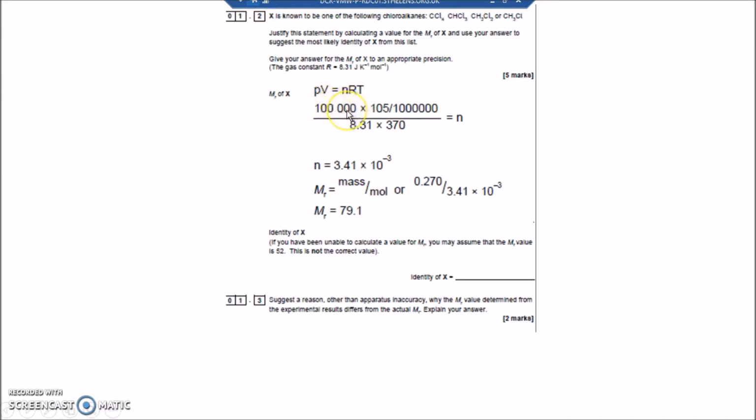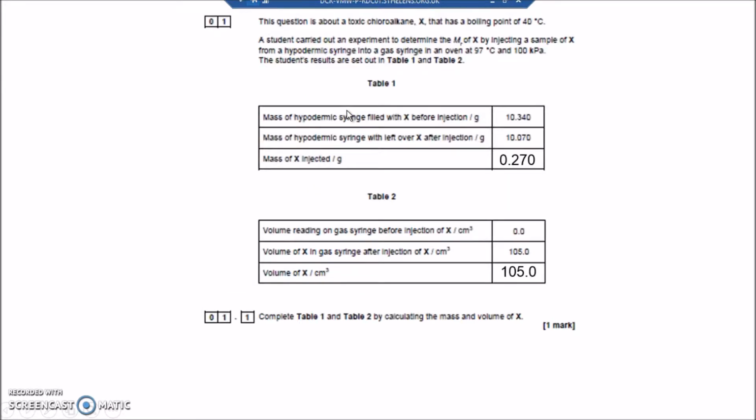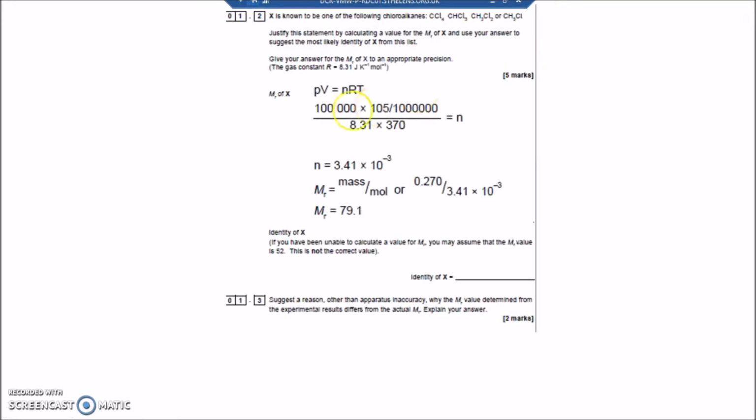The pressure is 100 kilopascals, but it needs to be in pascals. So if you take a large unit like kilopascals down into a smaller unit like pascals, you multiply by 1,000. So 100 becomes 100,000 pascals. Multiplied by the volume.